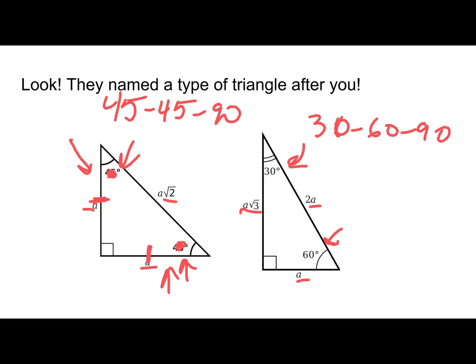As for 30, 60, 90, mostly where these come up is as an equilateral triangle, because when you know it's equilateral, then you know each corner will be 60. And if you draw an altitude, then you know that these angles will be 30 because it's split.